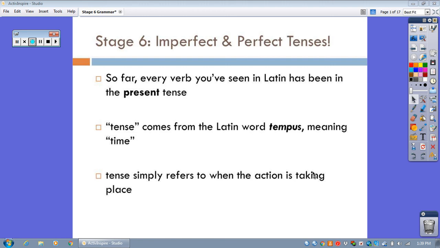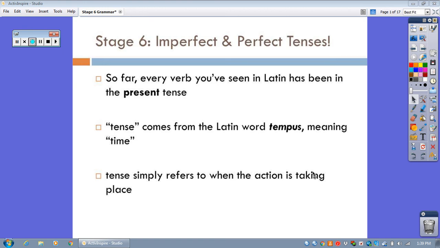Welcome to Stage 6 Grammar. We're going to learn about two new verb tenses, the imperfect and perfect. Now, you probably noticed that so far, every single verb that you've seen in your sentences and in your book and all your stories, they've all been written in the present tense, meaning they're happening right now.